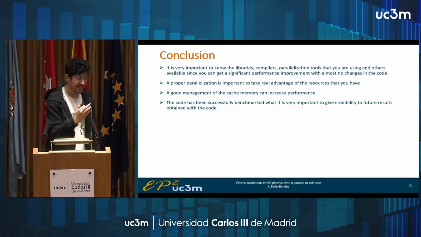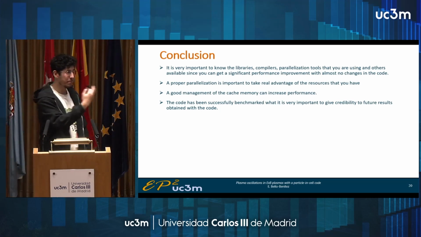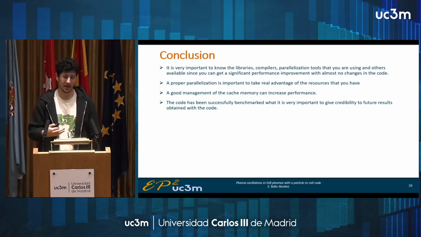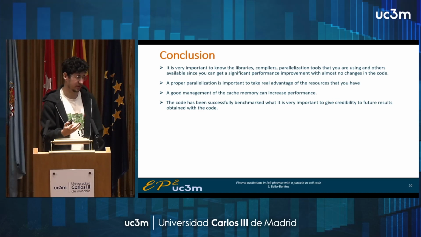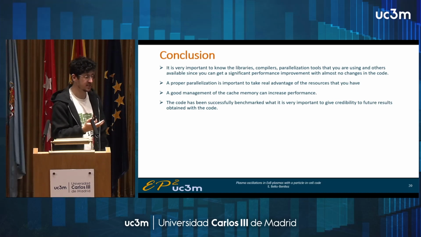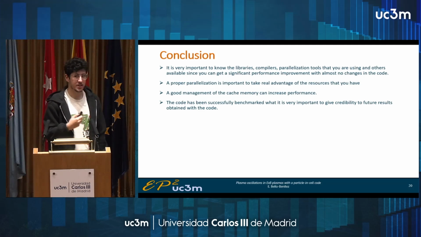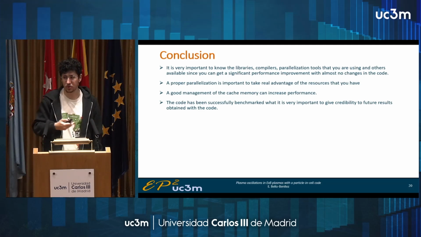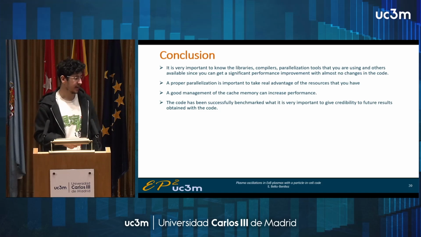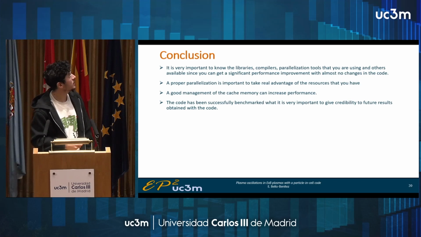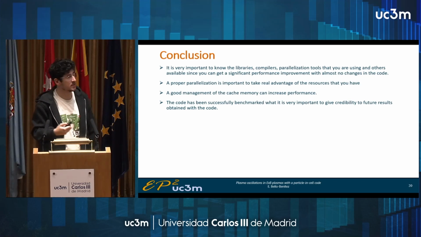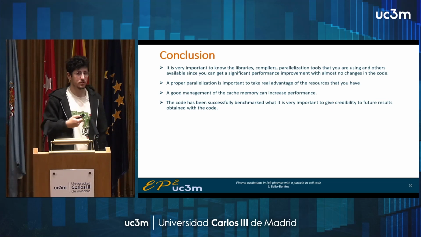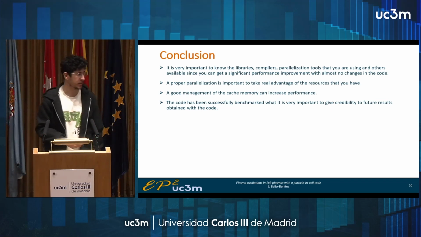Okay, the main idea is that it is very important to know the compiler options that you have available, the libraries that you have available, because with that you can get a performance boost without having to change your code, essentially, so it is for free. Also, it is important to have proper parallelization to use completely the amount of resources that you have, and also a good management of the cache memory is important, okay? You have to be aware of that. And finally, we are very happy because the benchmark was, we think, successful, and this gives us confidence in future results obtained with this code, okay?